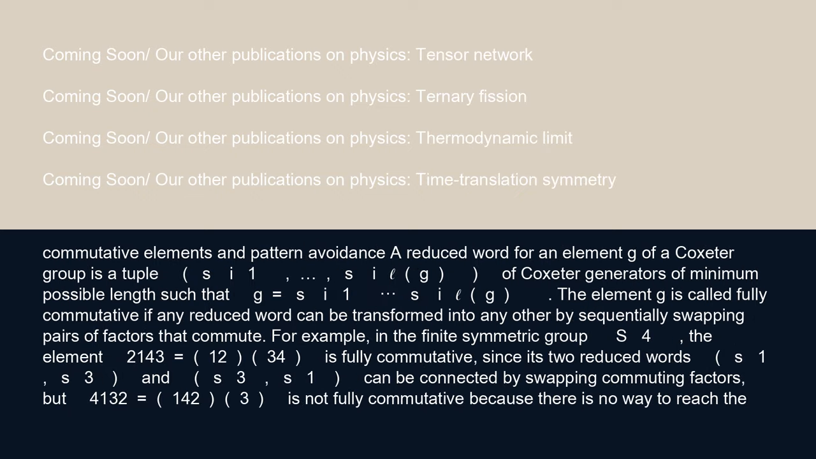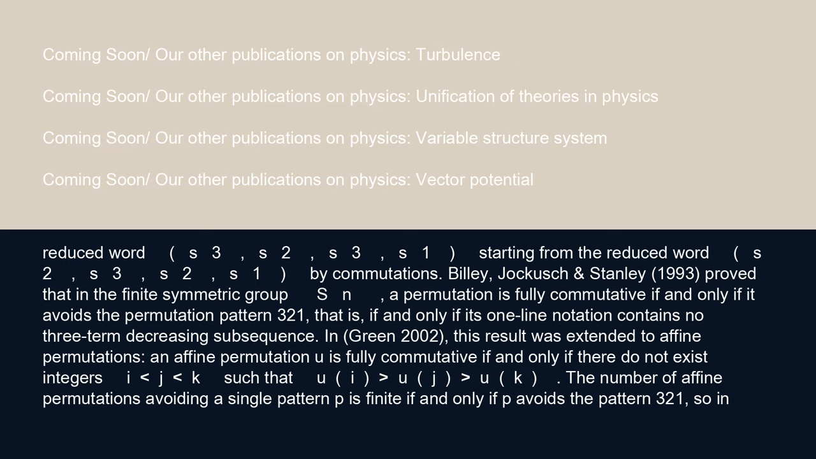Fully commutative elements and pattern avoidance. A reduced word for an element G of a Coxeter group is a tuple (S_i1, ..., S_ig) of Coxeter generators of minimum possible length, such that G equals S_i1 ... S_ig. The element G is called fully commutative if any reduced word can be transformed into any other by sequentially swapping pairs of factors that commute. For example, in the finite symmetric group S4, the element 2143 equals (12)(34) is fully commutative since its two reduced words, S1 S3 and S3 S1, can be connected by swapping commuting factors, but 4132 equals (142)(3) is not fully commutative because there is no way to reach the reduced word S3 S2 S3 S1, starting from the reduced word S2 S3 S2 S1 by commutations.